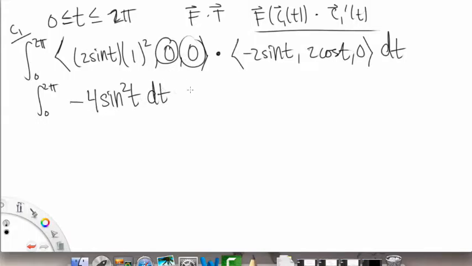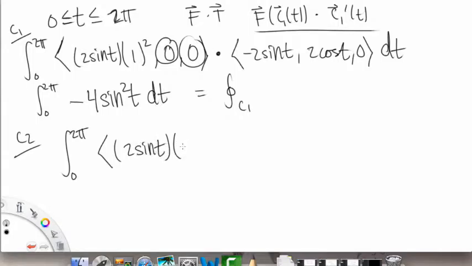All right, so this is the line integral over C1, and now I want to set up, rather than compute all the way through, the line integral for C2. Our second curve is the integral from 0 to 2 pi. We have a similar thing going on here: our y was still 2 sine t, but our z's differed, right?